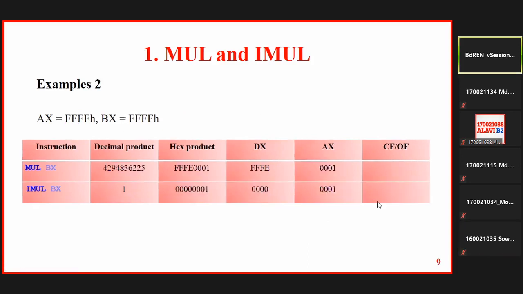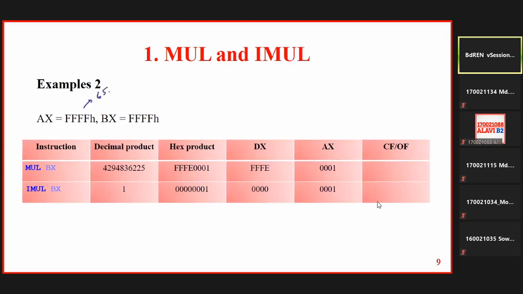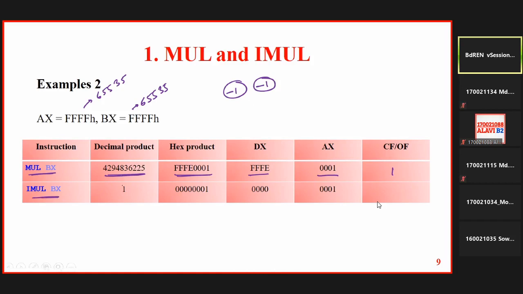So let's see another example. Okay, let me take the binary from there, 65535 for the unsigned case, and for the signed case, both of them are -1. Is it okay? Now after multiplication, the decimal product is this, and your hex product is this. You're having AX and DX. So what should be the flag? 1. 1. Because basically your upper half is not 0. You need both of them to represent the product. Is it okay? And in this case, -1 and -1, it is 1. So what will be the value in this case? 0. 0. 0, because it is the sign extension, isn't it?